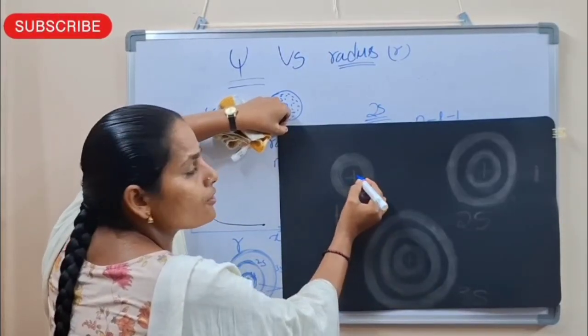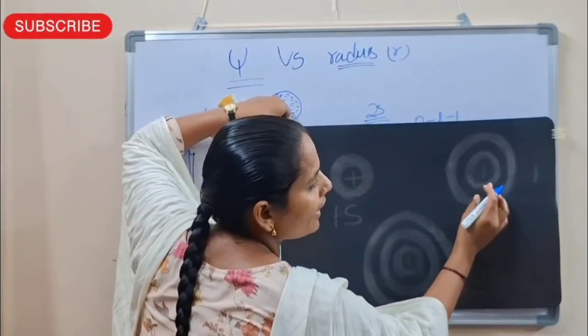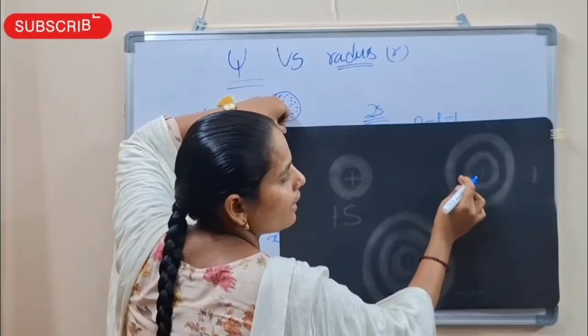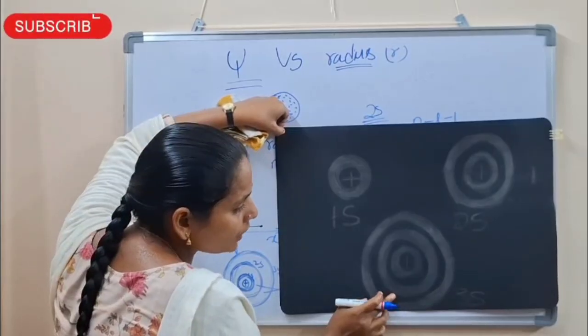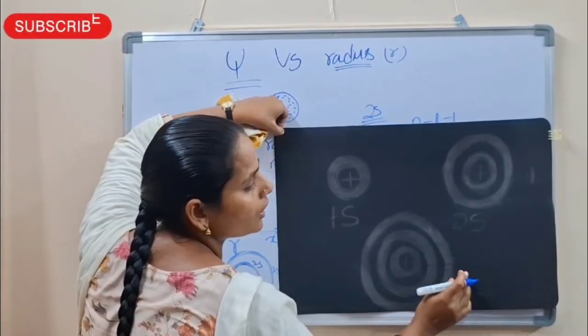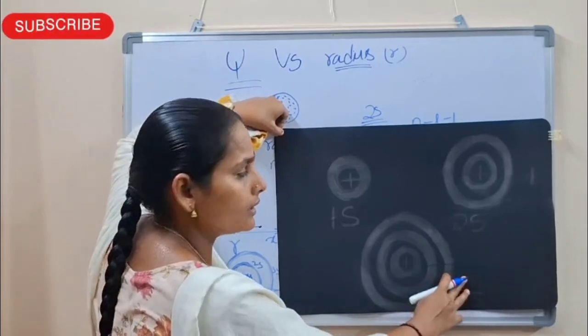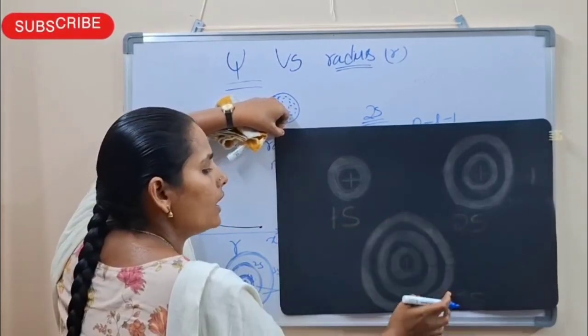Here in 1s, there is no node. Let us come to 2s. Here the number of nodes is 1. This is a clear representation for the 2s. But coming to 3s, this is one and this is one, so finally there are 2 radial nodes. This is the representation for the radial nodes of 1s, 2s and 3s.